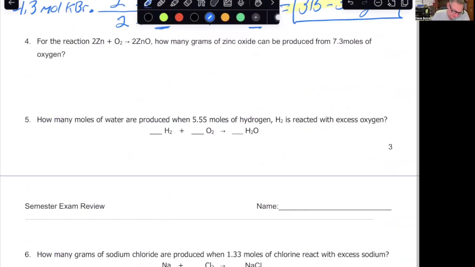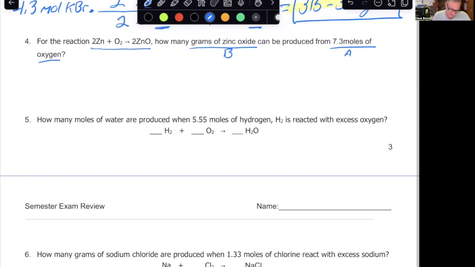Okay, for a reaction, and notice this one's even balanced too. How nice is that? How many grams of zinc oxide? So this is what I want to know is grams of zinc oxide. I found my B. Can be produced from 7.3 moles of oxygen. Now, oxygen, of course, is O2 because this isn't connected to anything. And so this is my A.